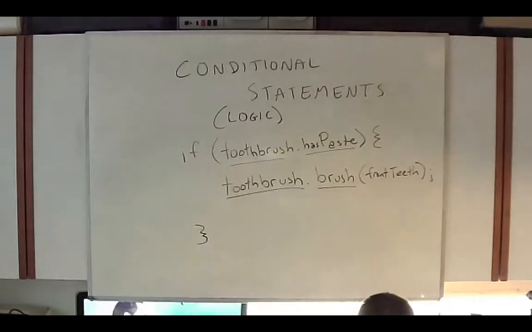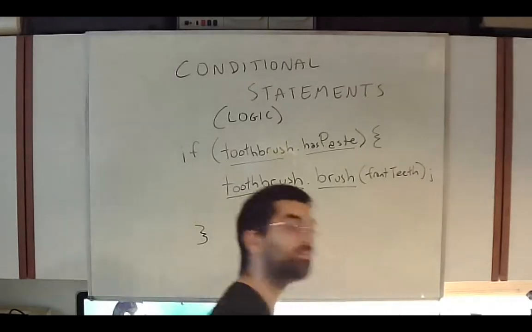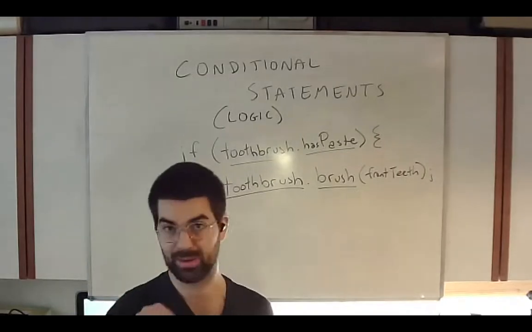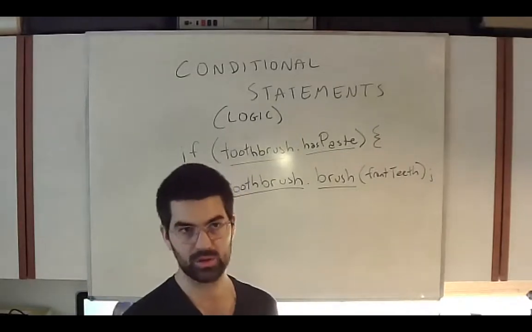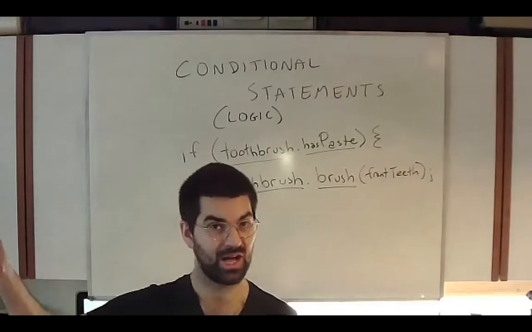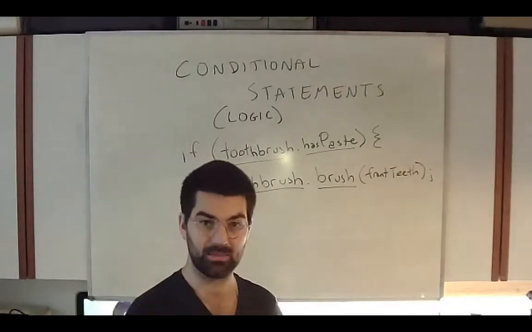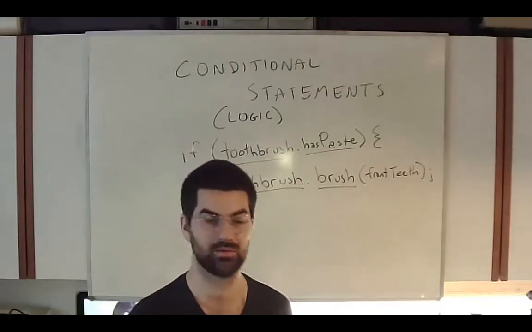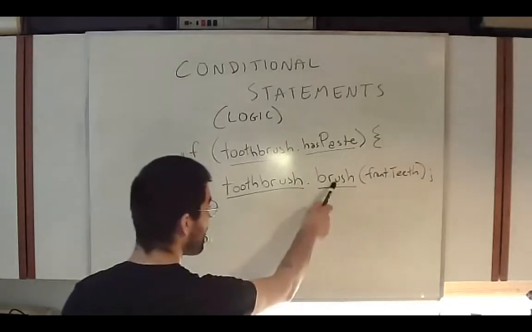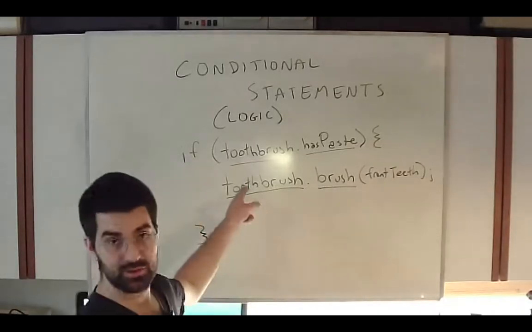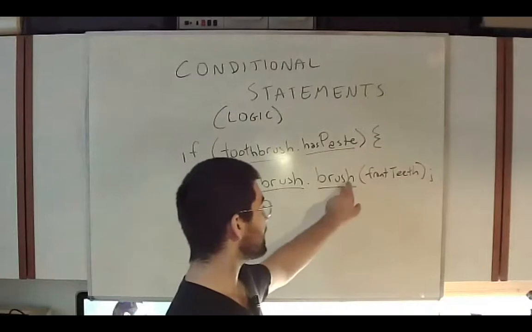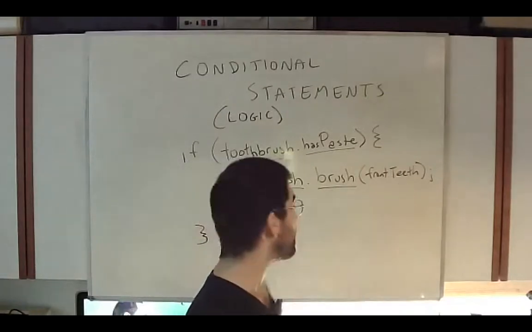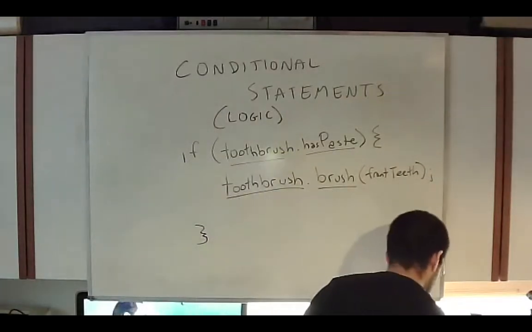But let's see, one second. Okay, so I could brush with a toothbrush, hairbrush, or paintbrush, or a street sweeper. I could, but I can't brush with a piano. That doesn't mean anything, right? So here we have a method that is attached to the toothbrush object, and then this method specifically has what's called a parameter. So I'm going to actually just write all these in here.